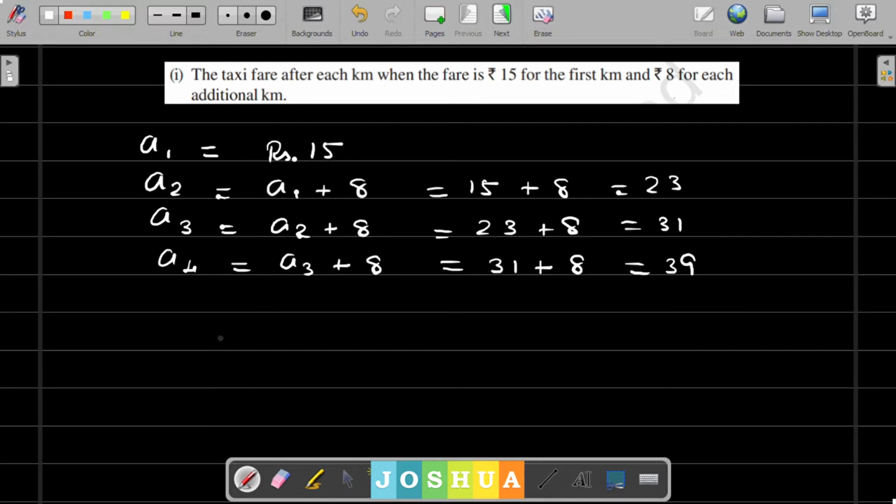And if you write all the numbers here, the cost for the first kilometer is 15, the second kilometer charge is 23, and if you travel 3 kilometers you have to pay 31 rupees, and if you travel 4 kilometers you have to pay 39, and so on. So it forms an AP because the difference is uniform. So D is a constant, therefore it forms an AP.